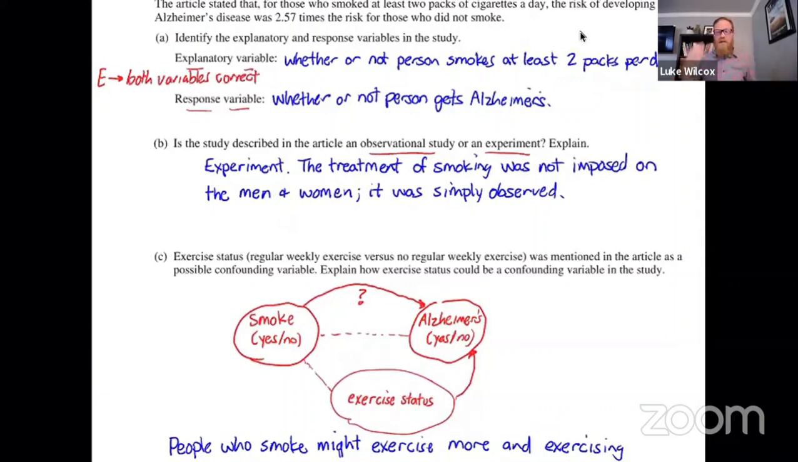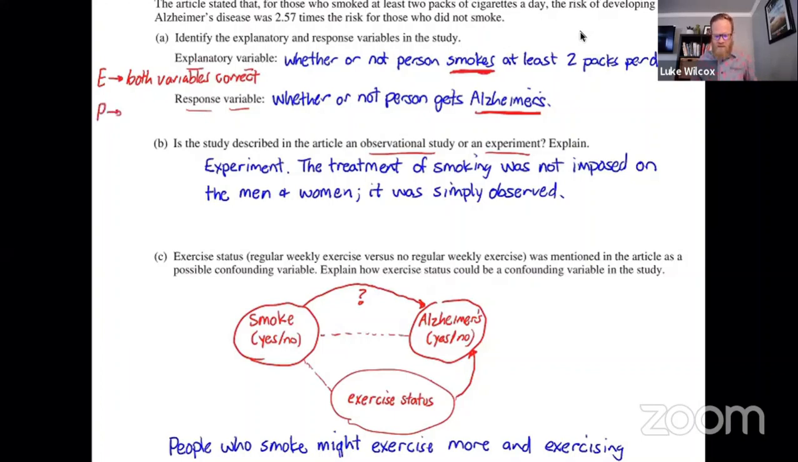Now, there is a little bit of a hang up on this one. The explanatory variable, a lot of students, I remember this over and over again. I had students that wrote smoking or smokes and wrote Alzheimer's. And that was not enough to earn full credit. That was actually a partial credit.